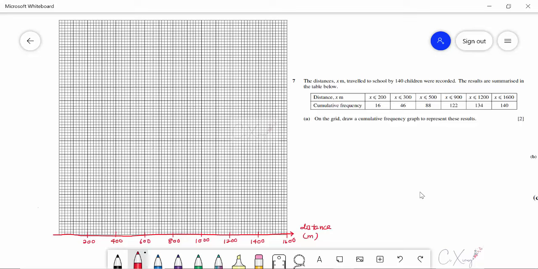Alright, so for my y-axis, we need to put in the cumulative frequency. For cumulative frequency, the highest value here is 140. So again, the scale that I'm using is 20, then 40, 60, 80, 100, then 120, then 140. Maybe I put it here, 140. And this is actually the cumulative frequency.